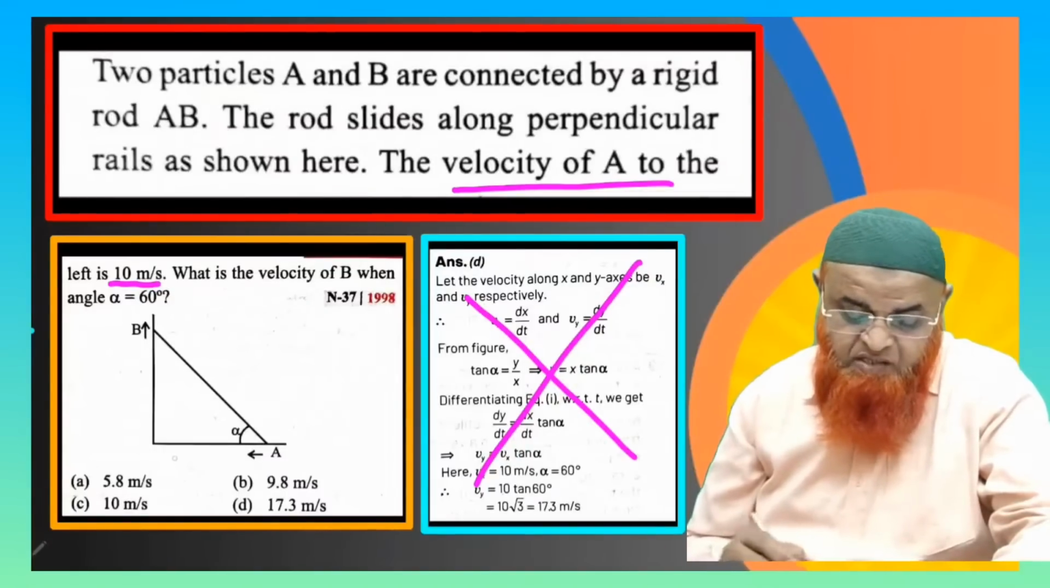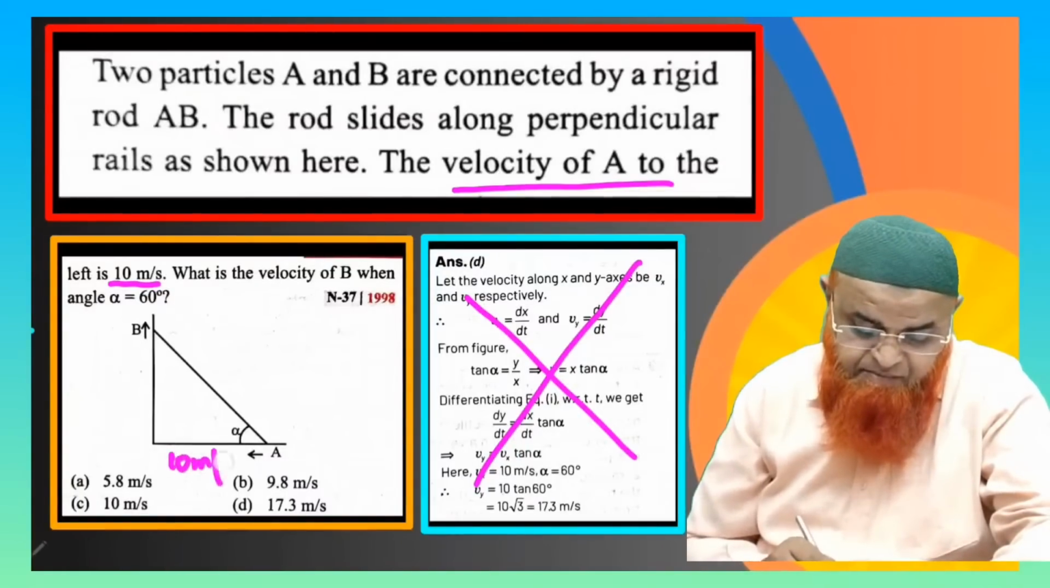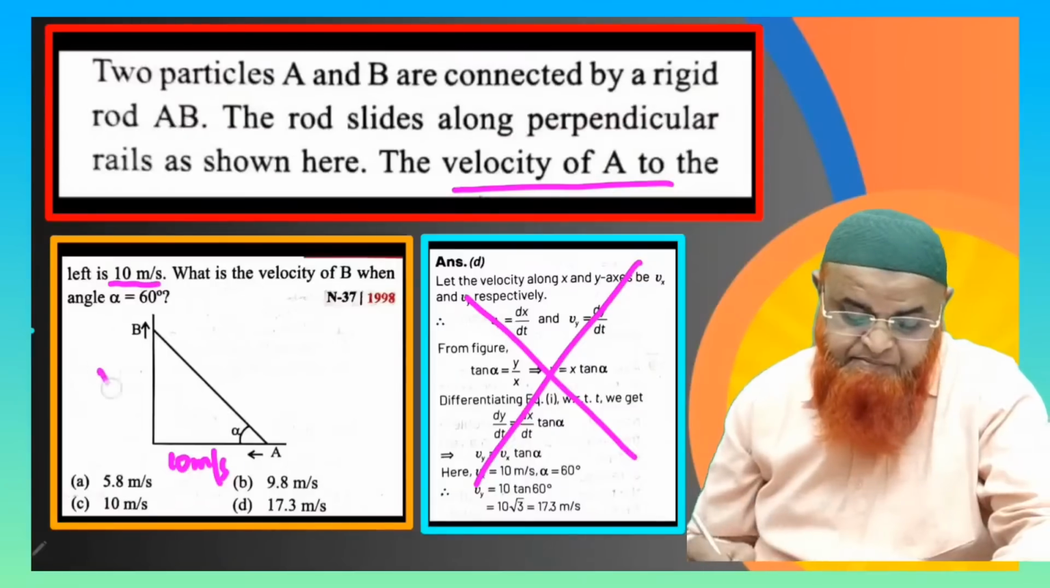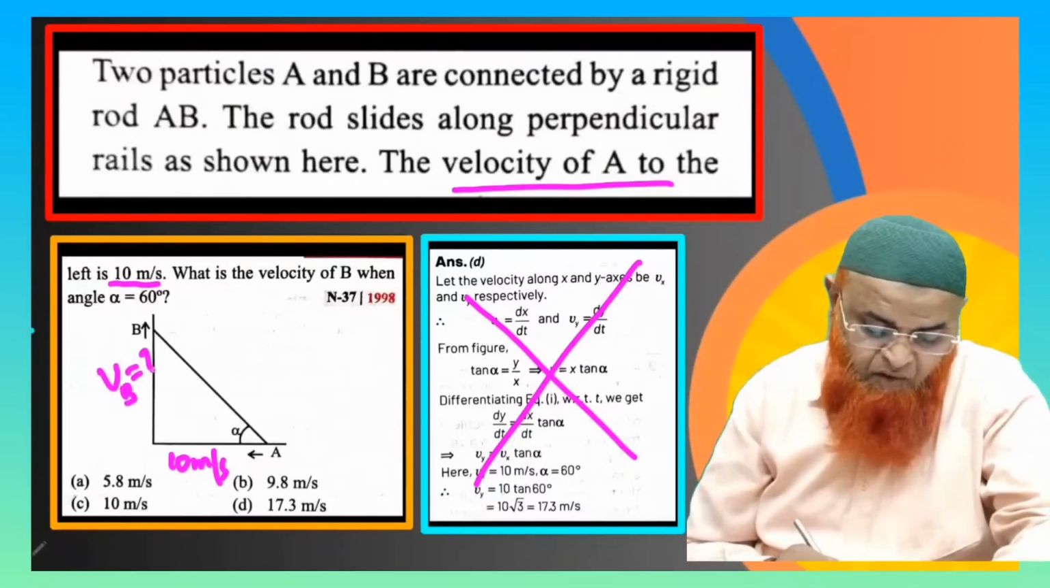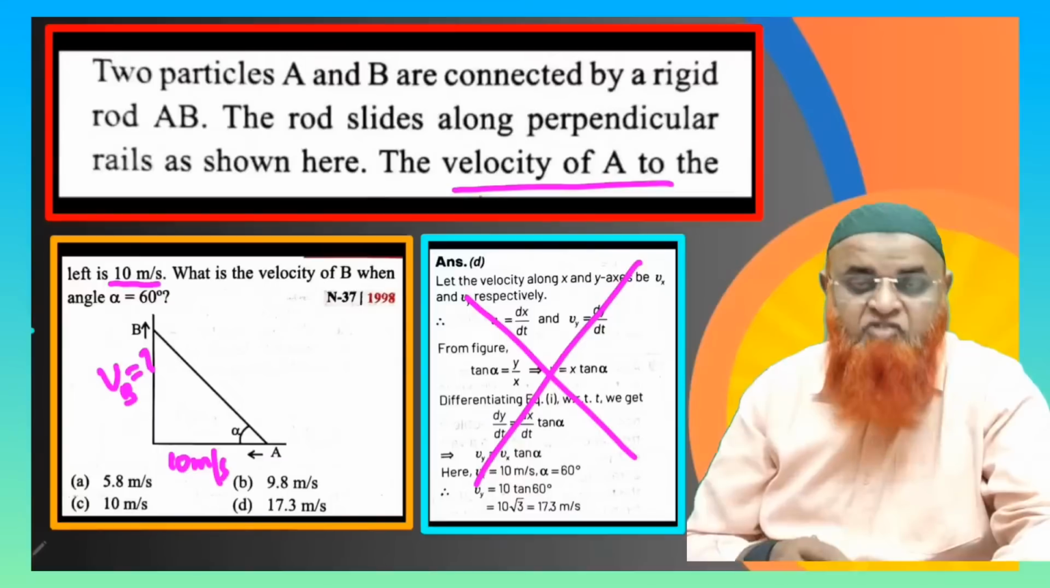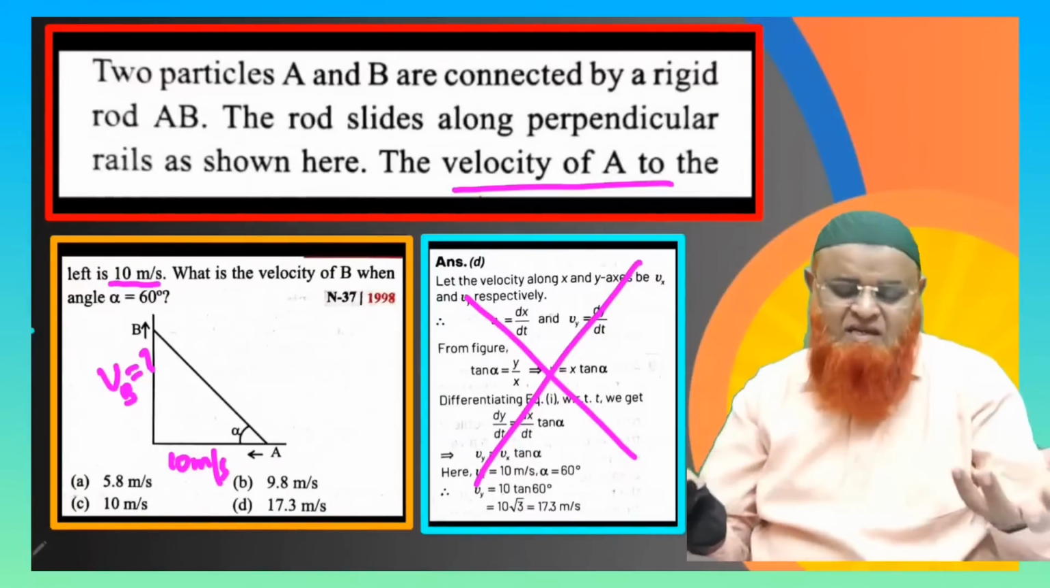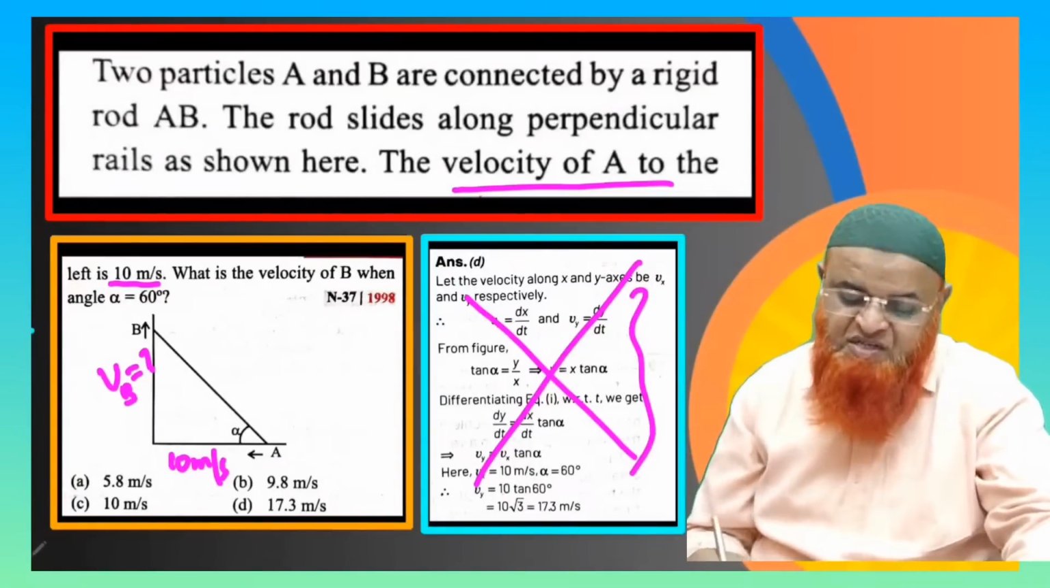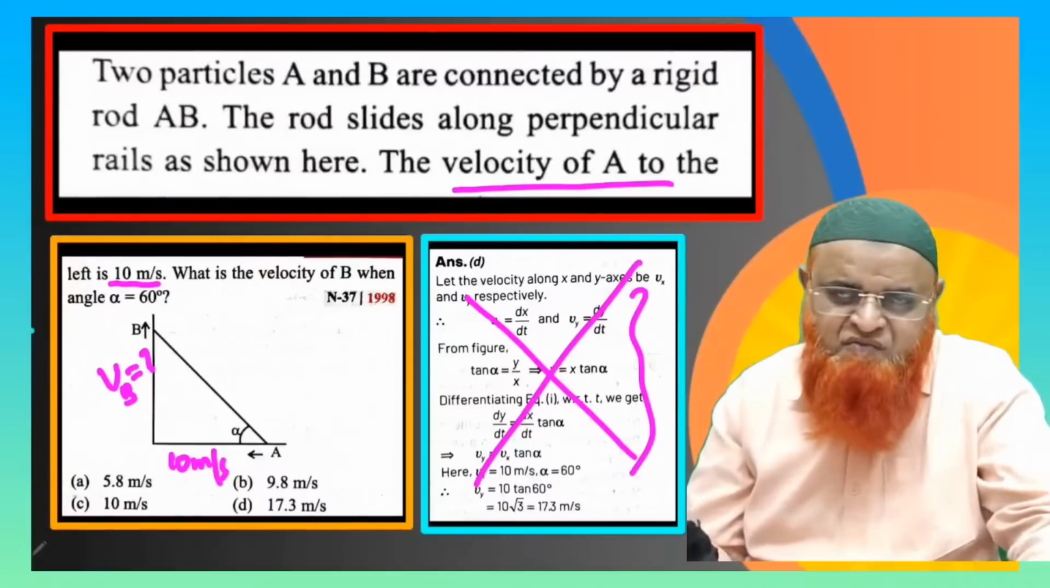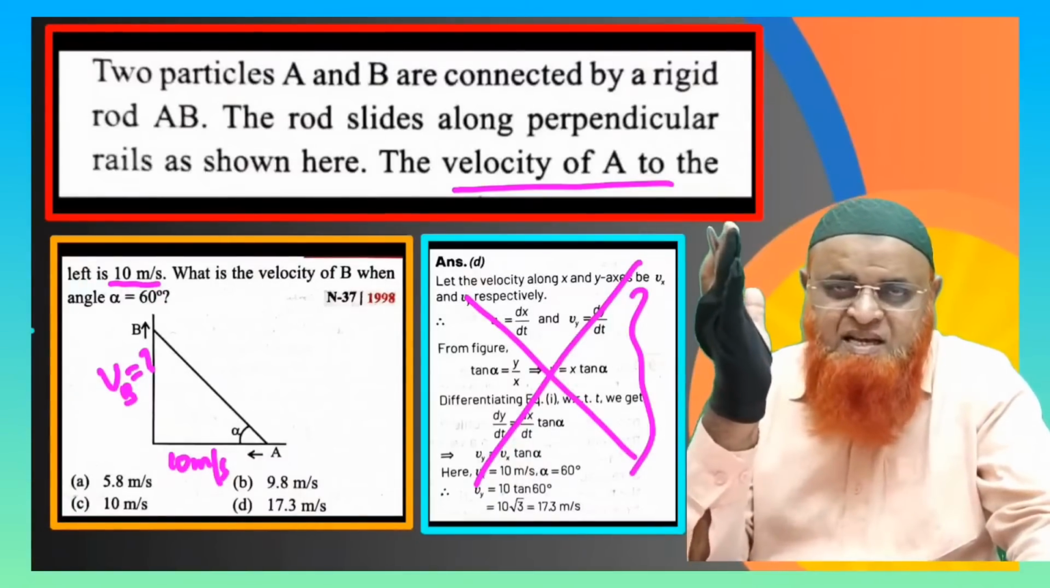So what is the velocity here? This is taken as 10 meters per second. And he's asking us to find out the velocity of B. Velocity of B is this side, velocity of A is this side. That's it. Why do all this differentiation and integration? You can solve this problem in just a fraction of a second if you directly bypass some of the steps here.